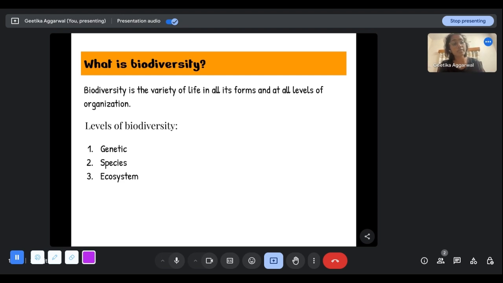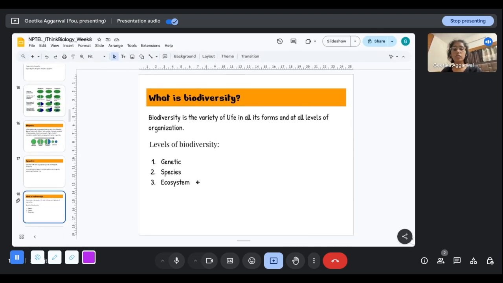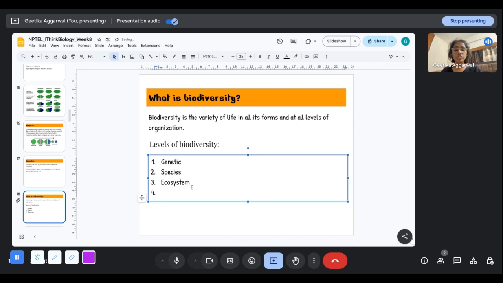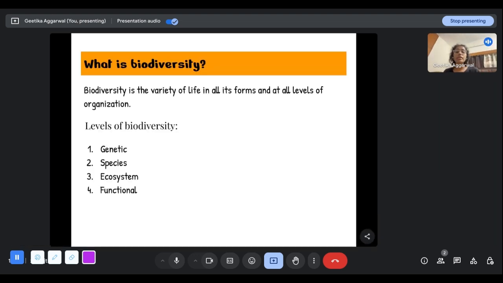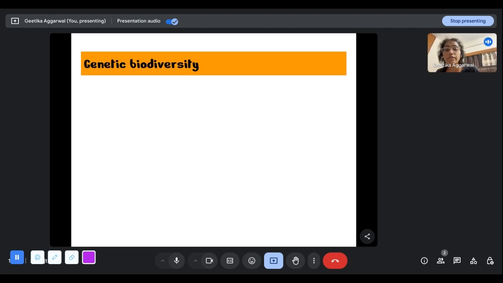Then there is ecosystem biodiversity, in which case you're talking about different ecosystems present on this planet Earth. So that leads to an ecosystem level biodiversity. And one last biodiversity that I have forgotten to list here is actually functional biodiversity, in which we are talking about the biodiversity of the different functional roles that are present within an ecosystem. And we'll come to it later. So there are these different levels of biodiversity.